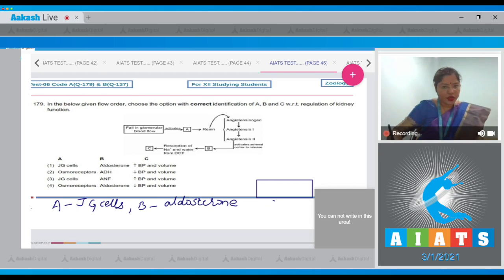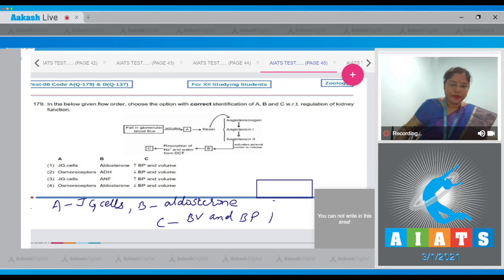And this aldosterone results into reabsorption of sodium and water from DCT, which results into C. When water is reabsorbed, then blood volume increases. As a result, blood pressure also increases. So C is increase in blood volume and blood pressure. So correct answer to this question is option number 1.